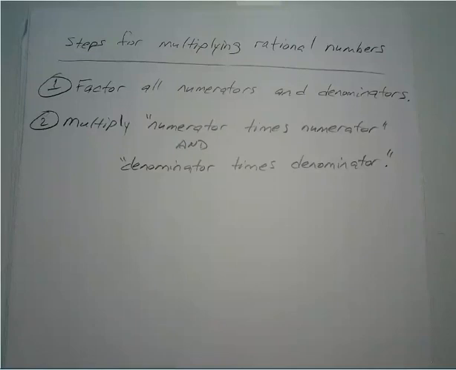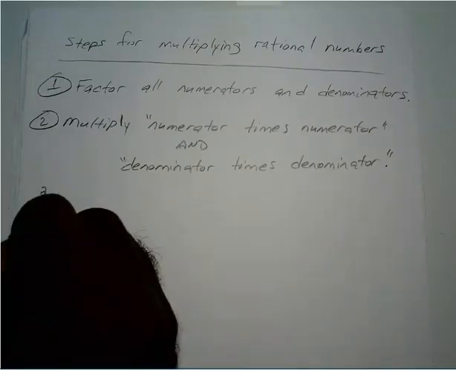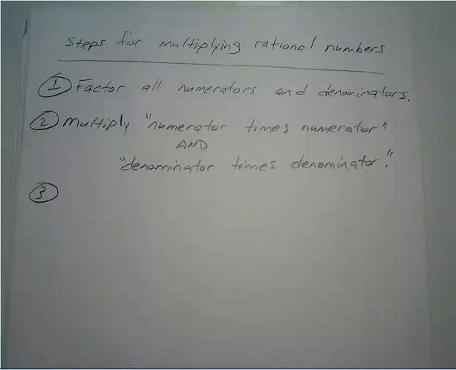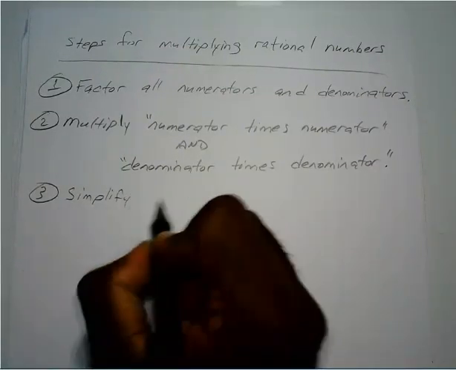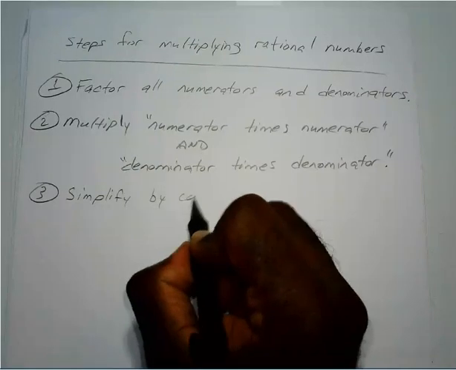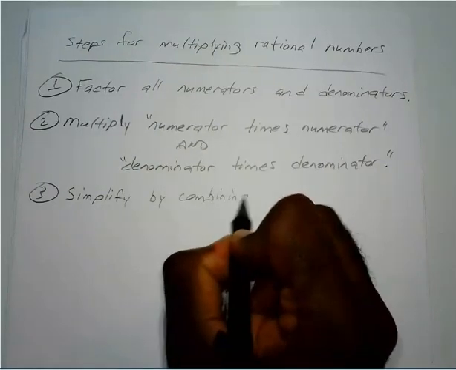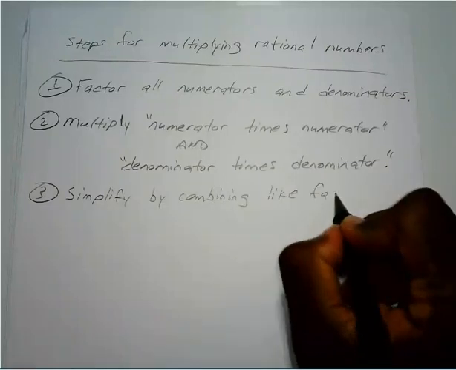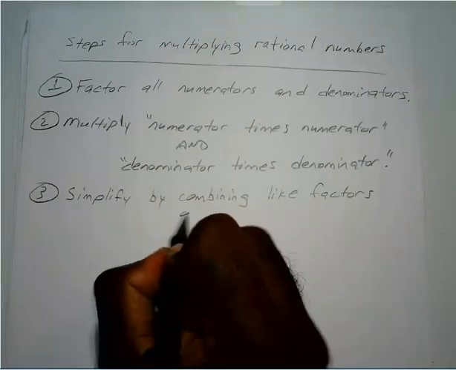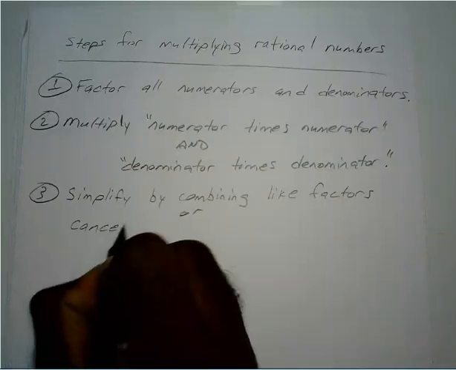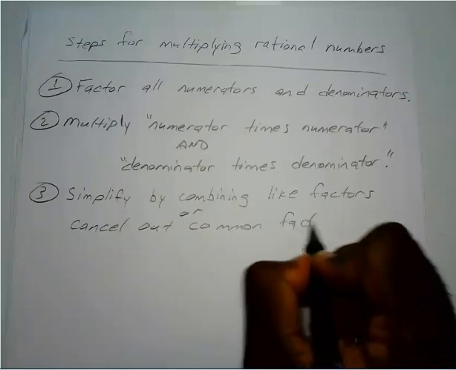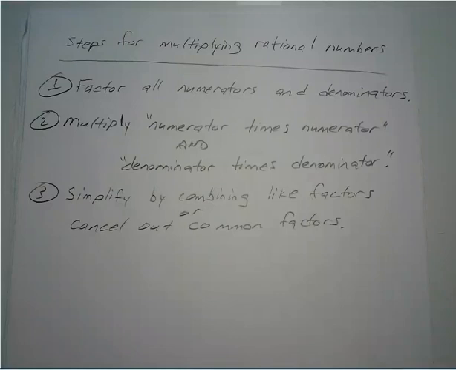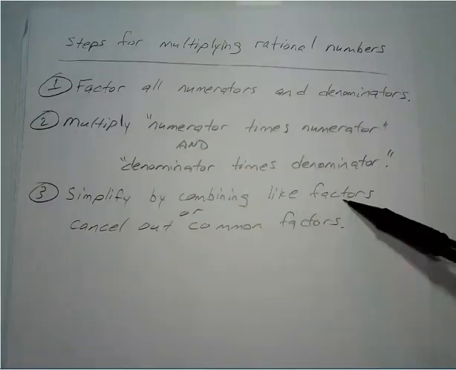Okay, so now your third step will be to do just like we did at the end. You want to simplify by either combining like factors or canceling out common factors. Okay, and all that means is that if you're left with a 2 and a 3 somewhere that didn't cancel out, you just go ahead and multiply them by combining them.